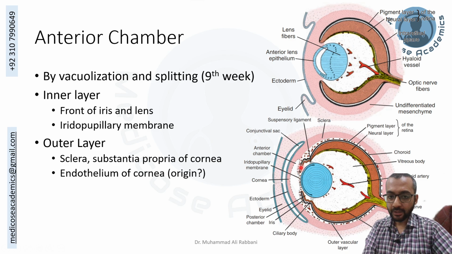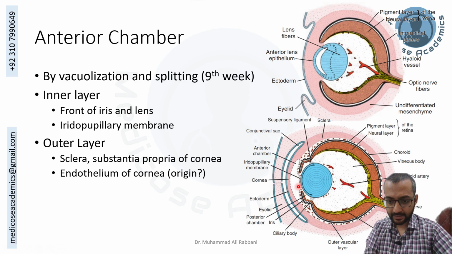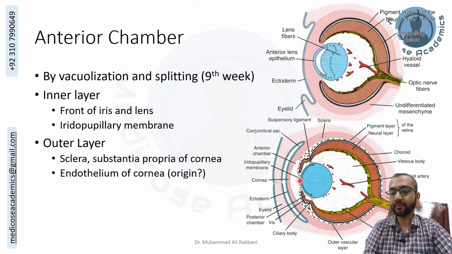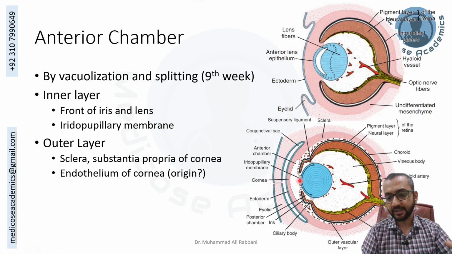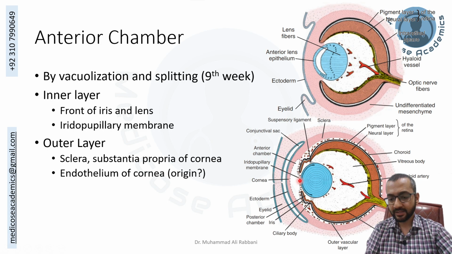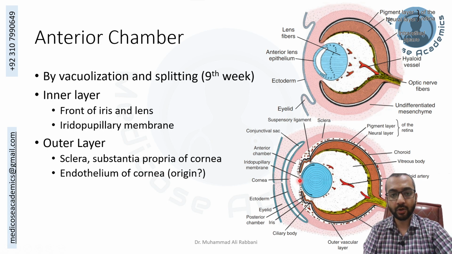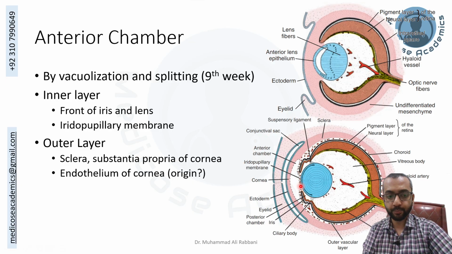And then this is the part that forms the inner split. So this is the part that forms the front part of the iris, and it will be continued in front of the lens too. So this membrane, while it is present there in the eye, is called the iridopupillary membrane, or simply the pupillary membrane.